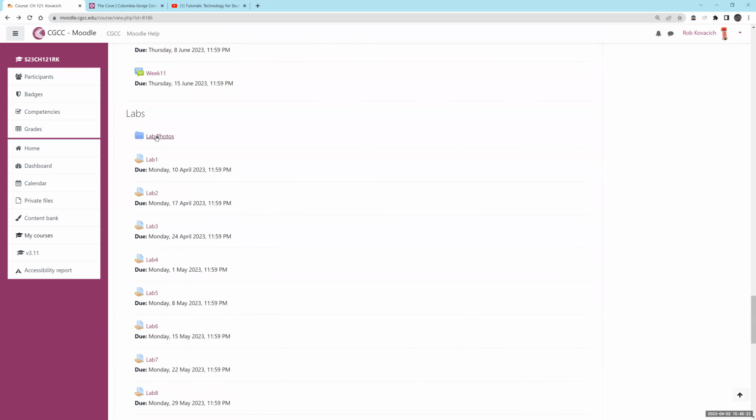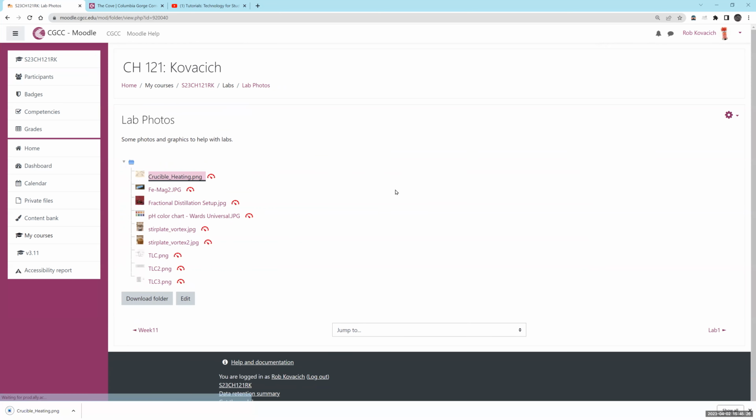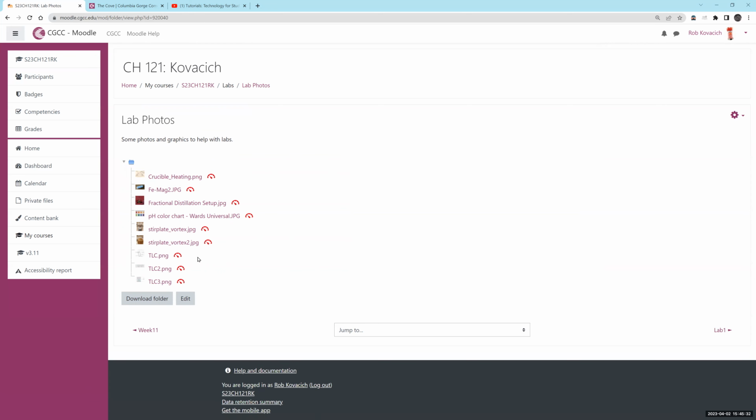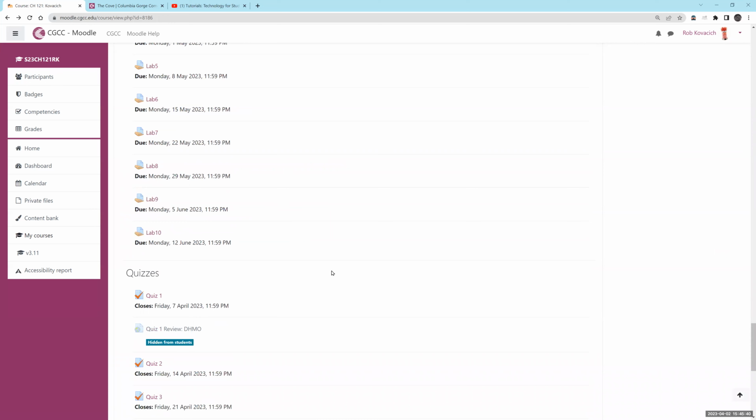The labs are here. There's some lab photos here. The lab photos, if you're not sure what a crucible is, you can click on this image and it'll show you, hey, this is what a crucible looks like. And setups for different things. So, yeah, hopefully that's helpful. And then the labs are all here. You're going to submit in these spots once you're finished with them.